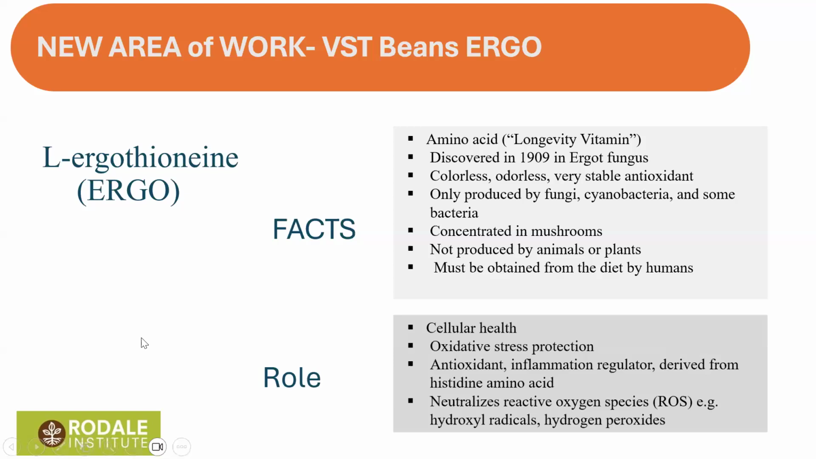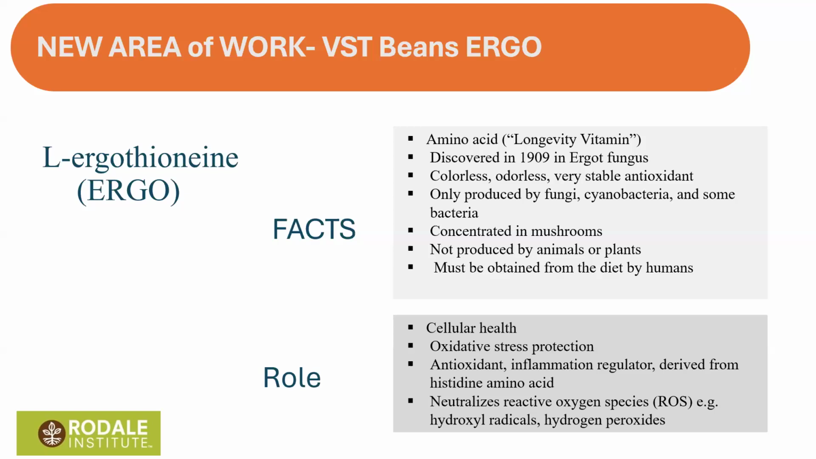what does this ergothioneine do? It is an antioxidant. It is used as a regulator for anti-inflammatory. It is helpful in protecting our body from oxidative stress. It neutralizes all these reactive oxygen species, such as hydroxyl radicals and hydrogen peroxides that are produced under stress. So meaning it has a big effect.